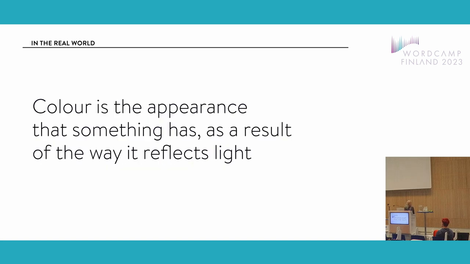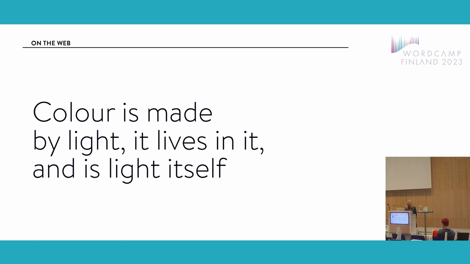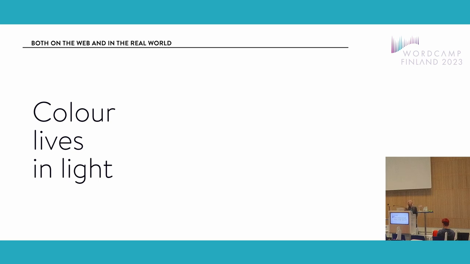So in the real world, according to the dictionary, color is the appearance that something has as a result of the way it reflects light. And that's for the real world. It's a bit more complicated than that, but if we want to keep it really simple, that's what happens. It's reflection. On the web, color is made by light, it lives in light, and is in fact light itself. Now, this fact that color lives in light happens both on the web and in real life, because in real life, light is reflected on the color, and on the web it's a bit different, but both need light for sure.